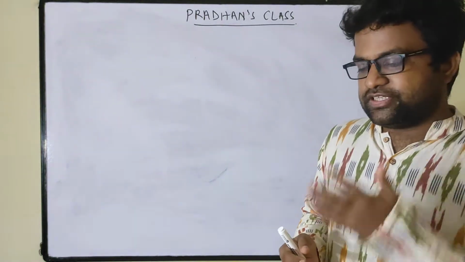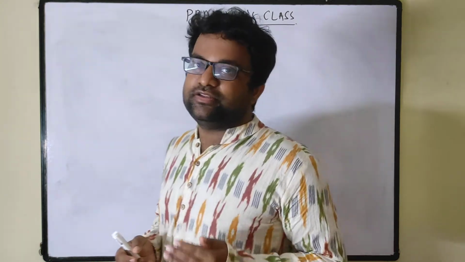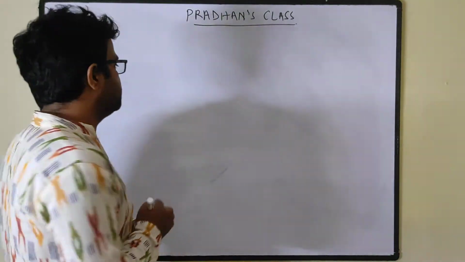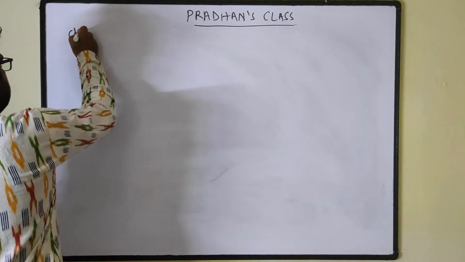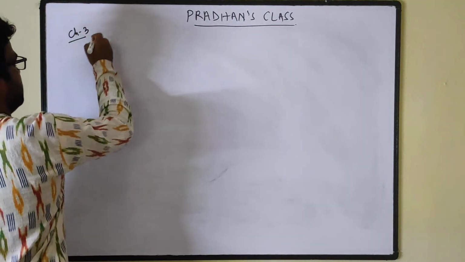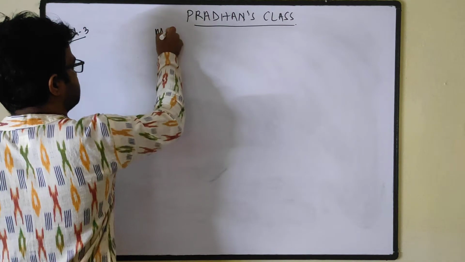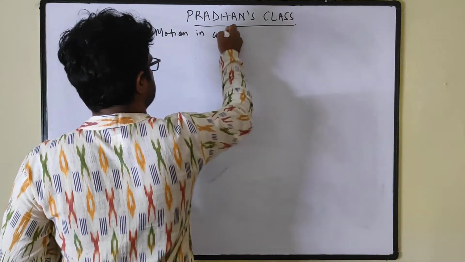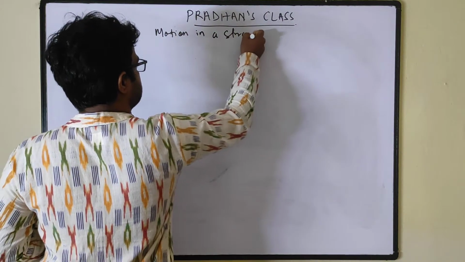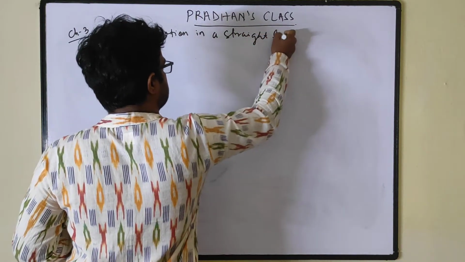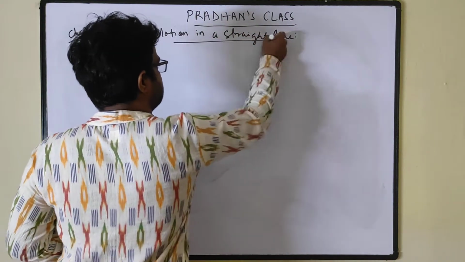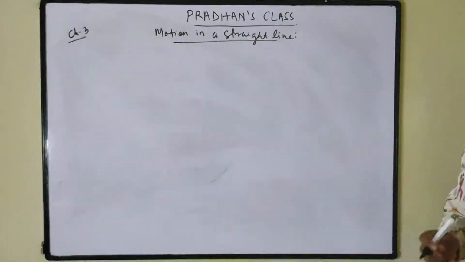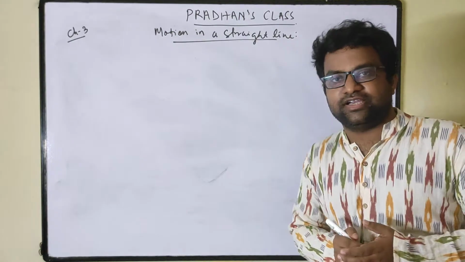So without wasting time, we will start the third chapter, that is motion in a straight line. So in this chapter basically we will discuss an object which is moving in a straight line.